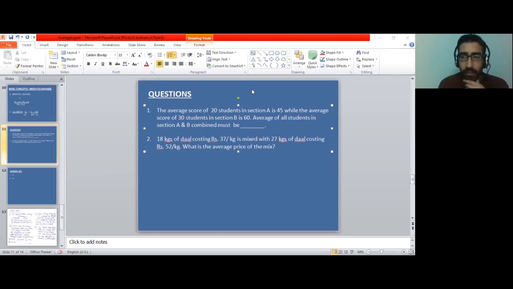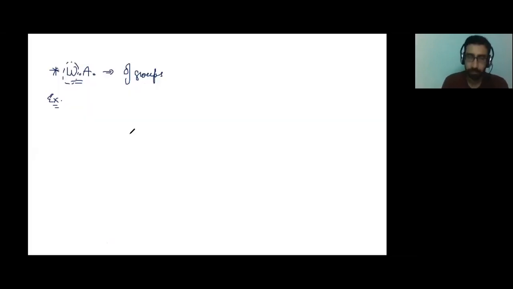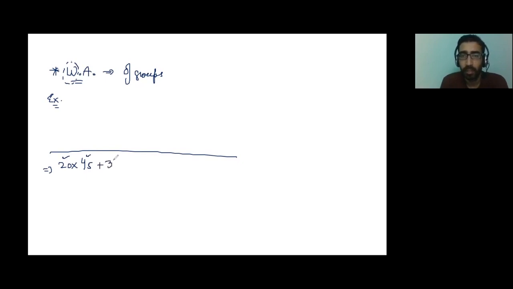Now, is there any other way I could have seen this? Absolutely yes. I'll come back to the formula on the board later. But this is what weighted average essentially is: the number of elements in the first group into the average of the first group, plus the number of elements in the second group into the average of the second group, upon the number of elements in group 1 plus the number of elements in group 2, which of course happens to be 54.